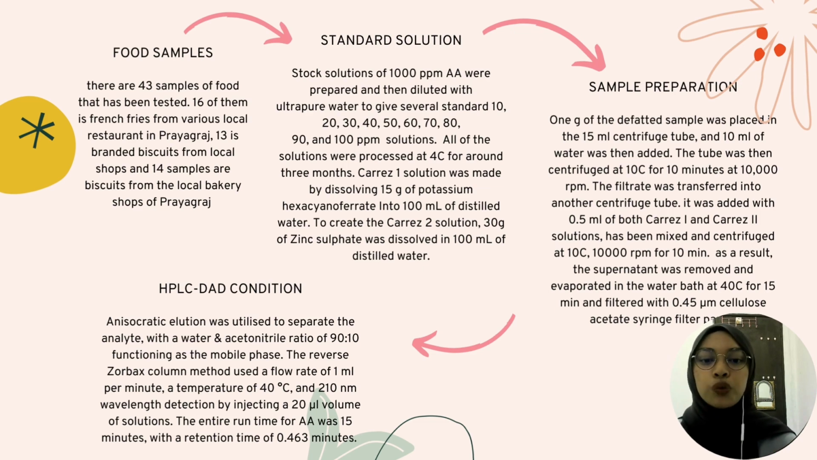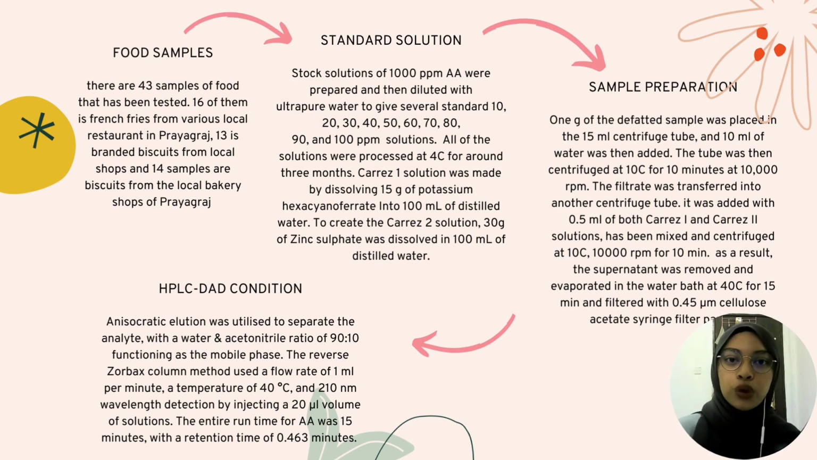Carrez 1 solution was made by dissolving 15 grams of potassium hexacyanoferrate into 100 milliliters of distilled water. And to create the Carrez 2 solution, 30 grams of zinc sulfate was dissolved in 100 milliliters of distilled water. The next one is sample preparation.